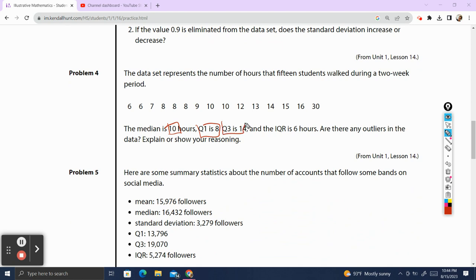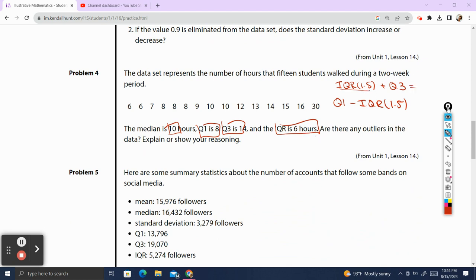So I'm just going to circle all of my data. Are there any outliers in the data? Explain or show your reasoning. So we have 2 formulas to figure out IQR outliers. One is to figure out if there is an outlier greater than all of the rest of our values, and the other is to see if we have a lower outlier. These are the 2 formulas that we're going to use, and both of them rely on this 1.5 times IQR. So our IQR is 6 hours.